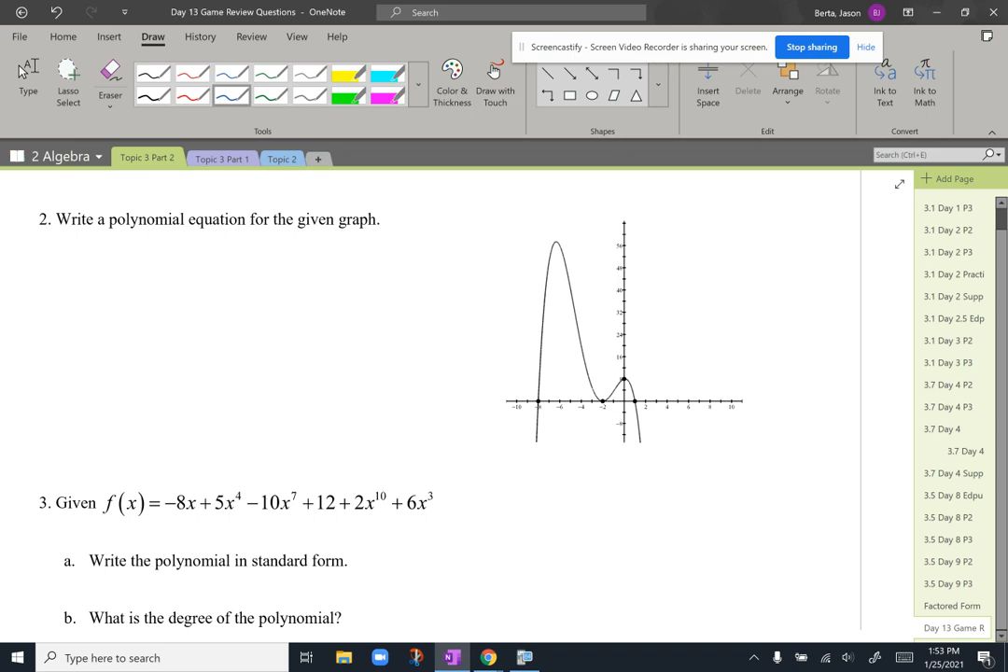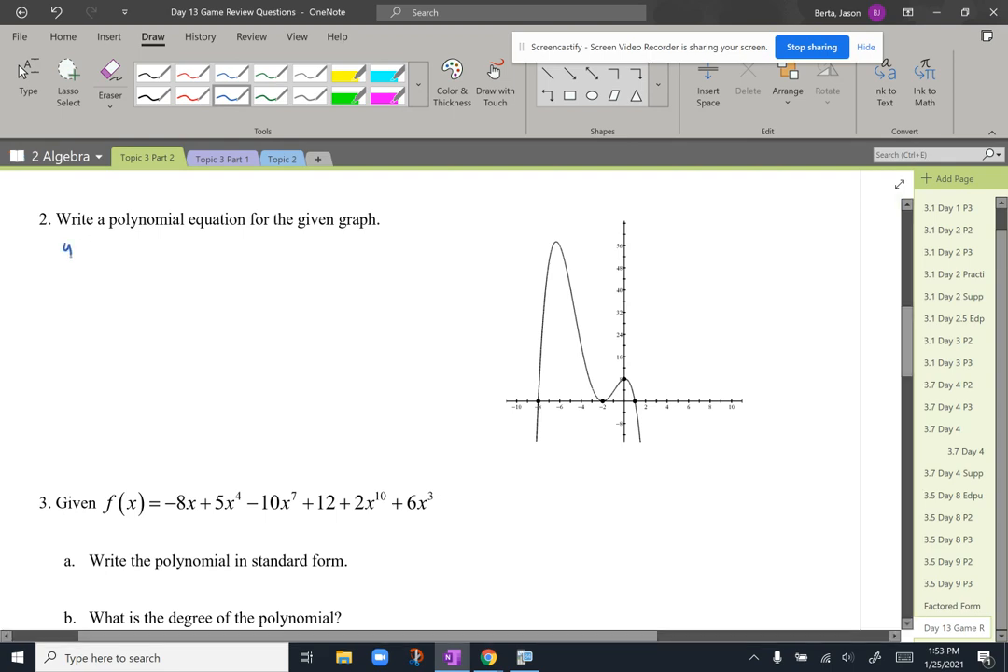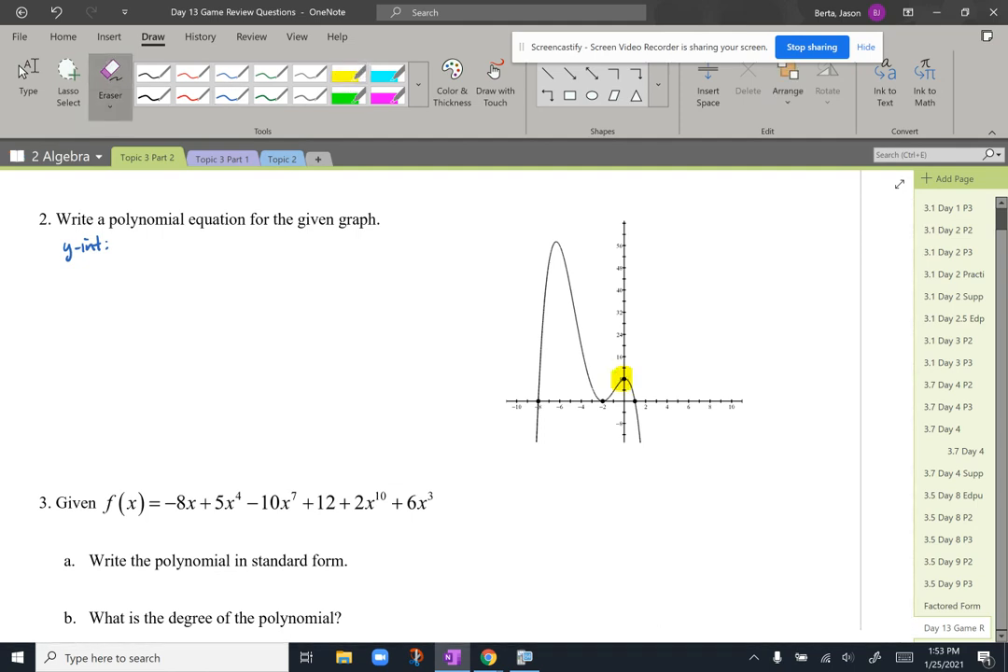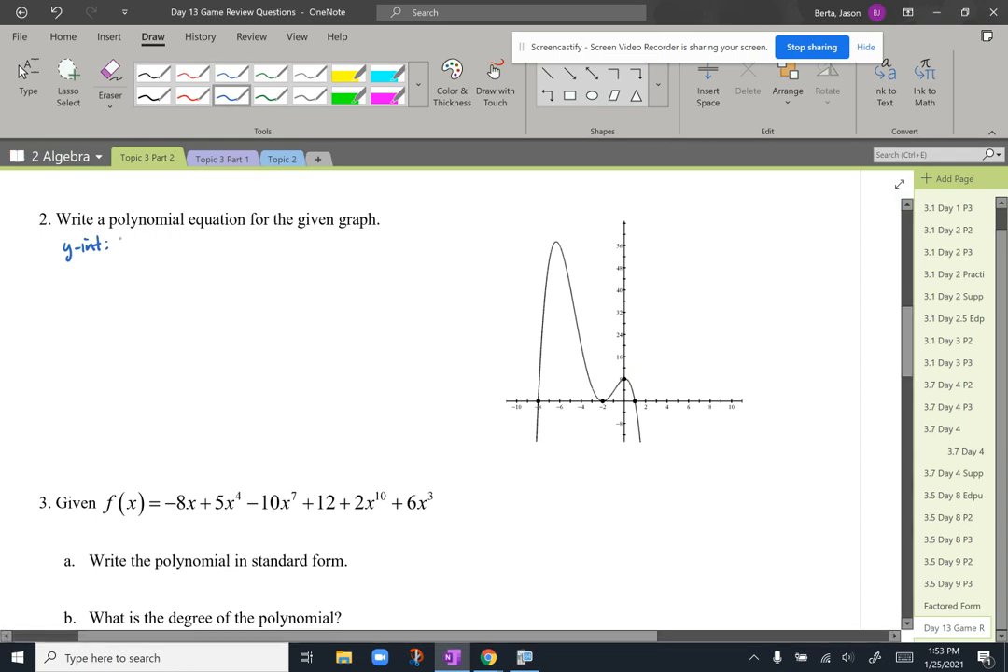Here's how I'd go about solving review problem number 2. First, I want to identify the y-intercept, and looking at the graph, it looks like it's at the point 0, 8. All right, so I'm going to write that in here, 0, 8.